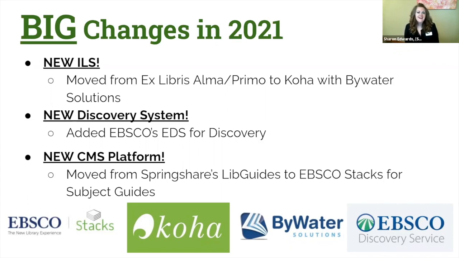Things are great. The staff love it. And then we had a new discovery system. We added EBSCO's EDS because Alma has Primo. If you're familiar with that, Primo is the discovery system for Alma. So I needed a discovery system. So we got EDS, and I just love it. I love the research starter. I think it has more filters on the left than Primo did. It's fantastic. And then, of course, this new CMS platform that I'm talking about today, we moved from SpringShare's LibGuides to EBSCO Stacks for our subject guides.